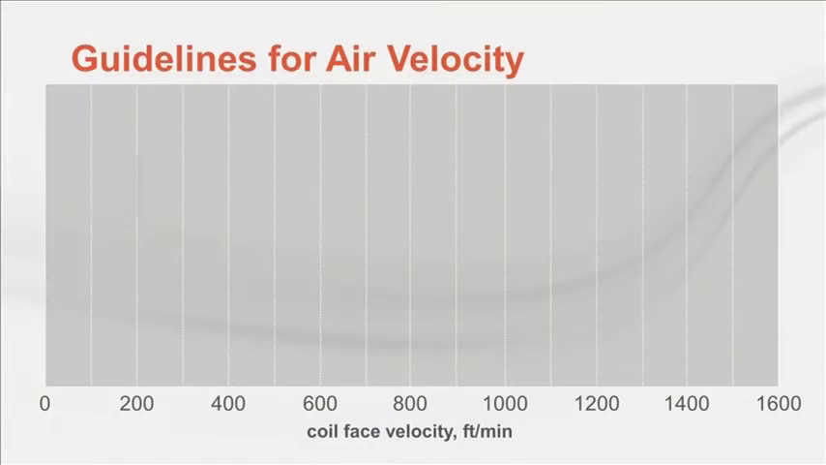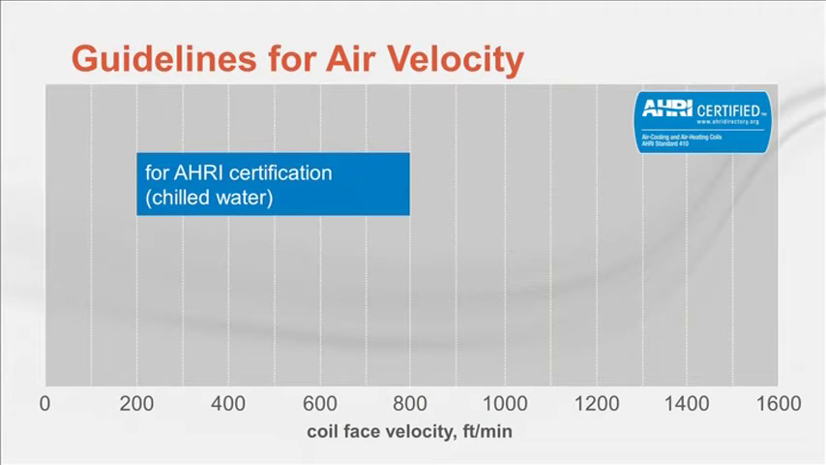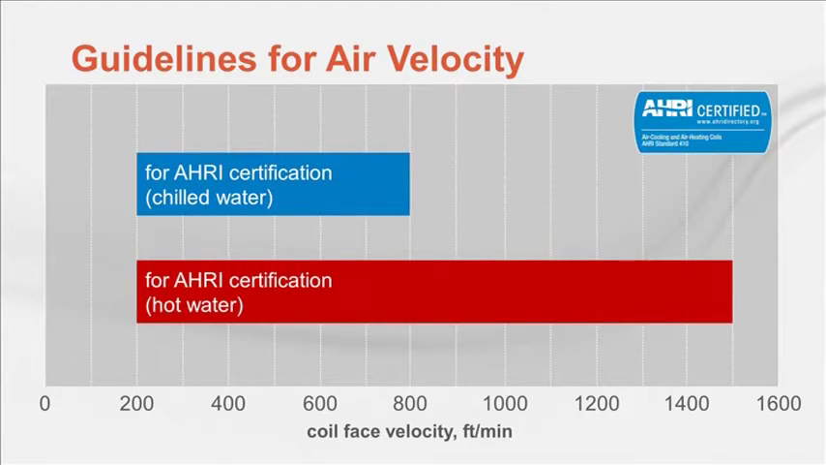For certification, AHRI 410 requires cooling coils to have a face velocity between 200 and 800 feet per minute. And heating coils should be selected with an air velocity between 200 and 1500 feet per minute. These ranges are prescribed to provide the most accurate ratings for coils and avoid some of the risks that I've just mentioned.